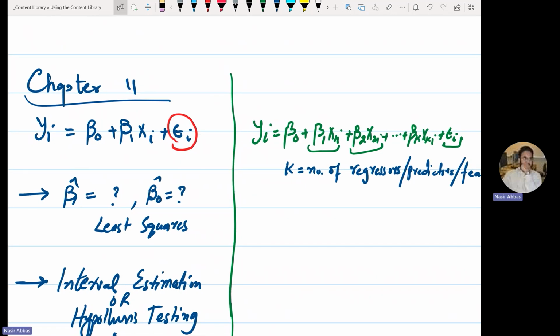What will be the first step? To estimate these quantities. So the first step will be to estimate beta naught hat, beta 1 hat, beta 2 hat, all the way up to beta k hat. Now the good thing here is, in ISE 291, do you remember how did you estimate these quantities? But what did you code?